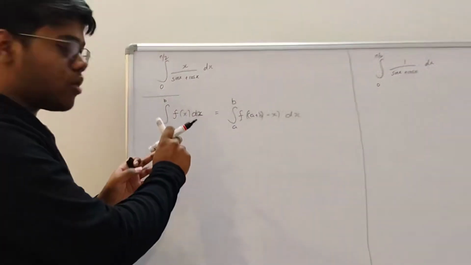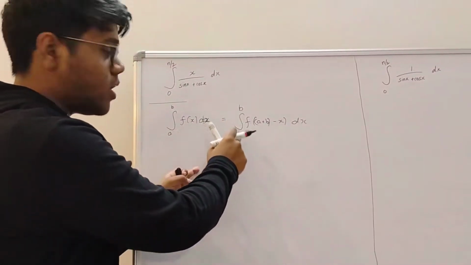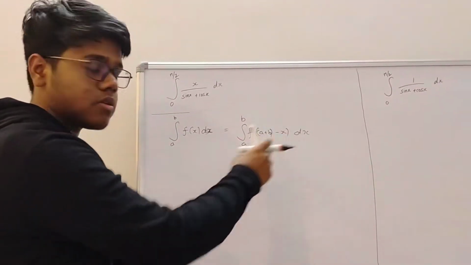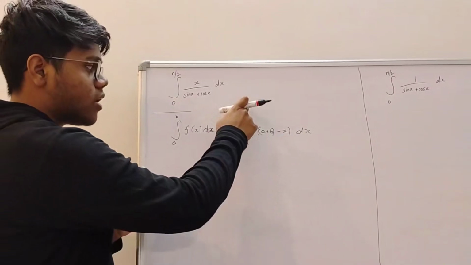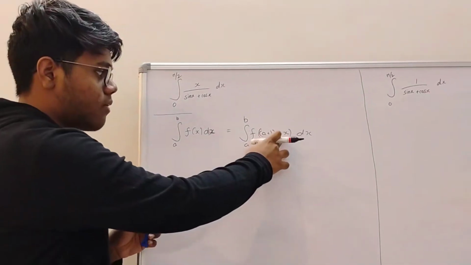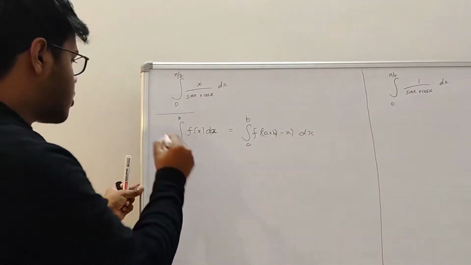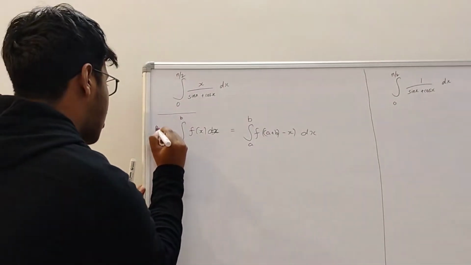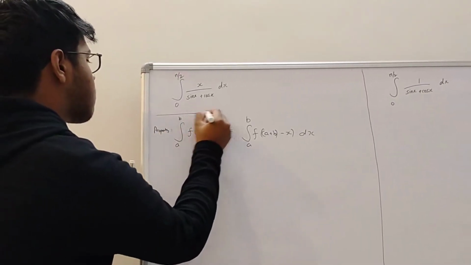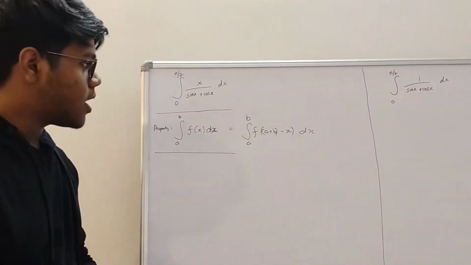So the integral from a to b of f of x dx is equal to the integral of f of a plus b minus x. So you add the lower limit and upper limit and subtract the x term from it. This is the property we are going to use. Let us apply it to this question.